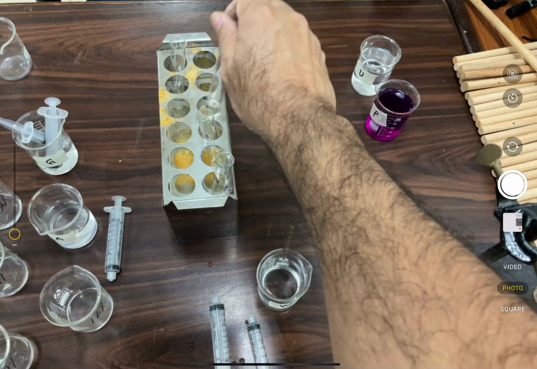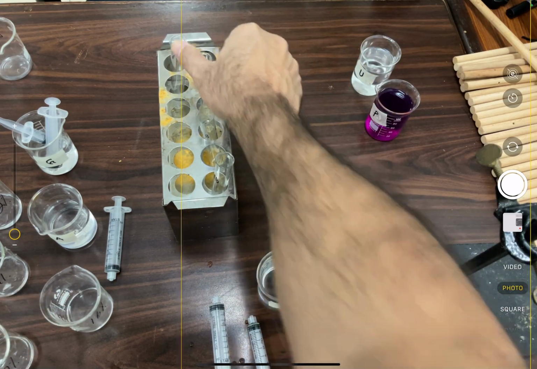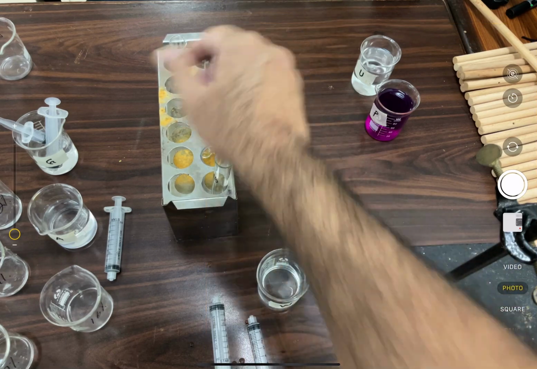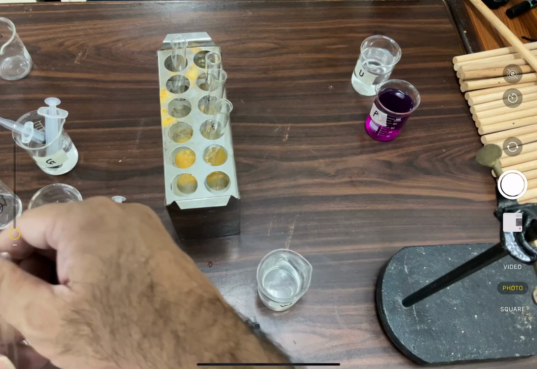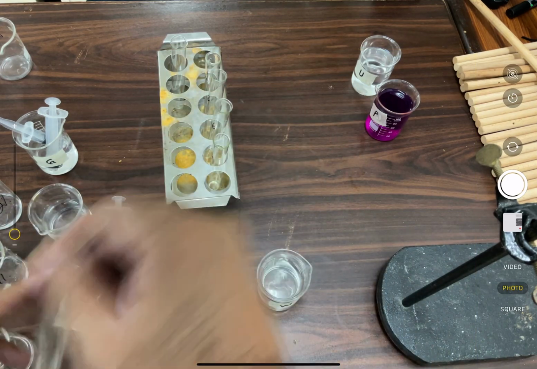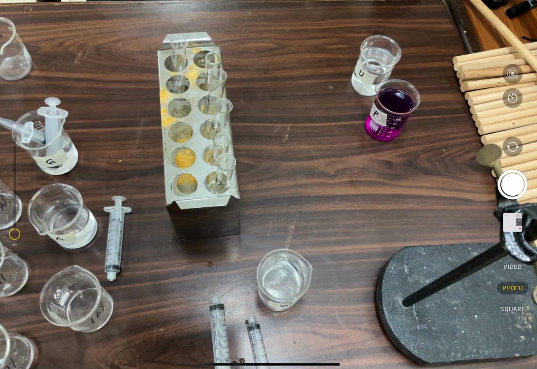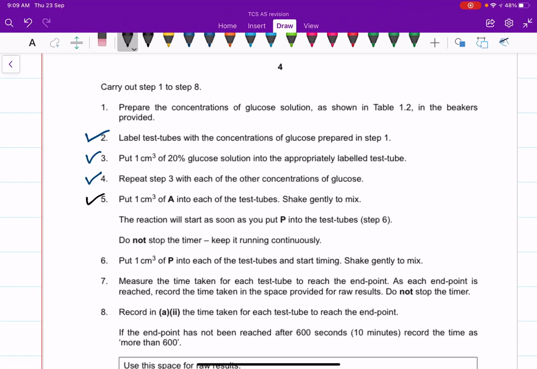Okay, so it is 20%, then 18%, 16%, 14%, and 12%. The next step is shake gently to mix. The reaction will start as soon as you put P into the test tube.